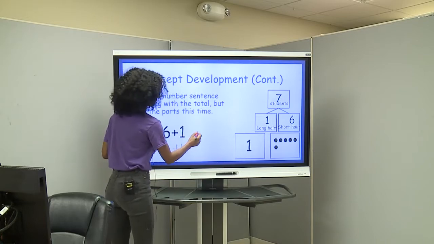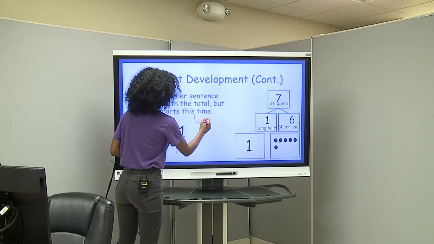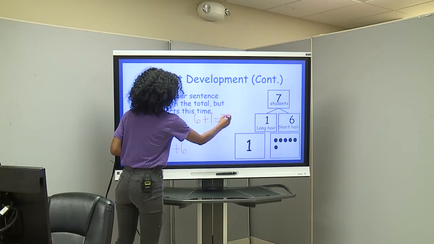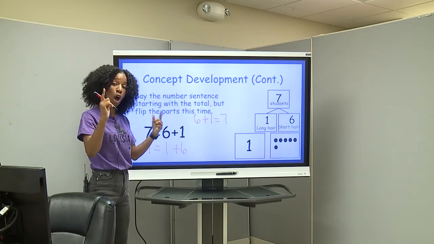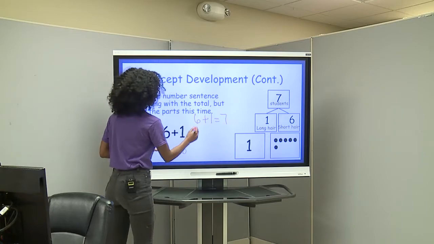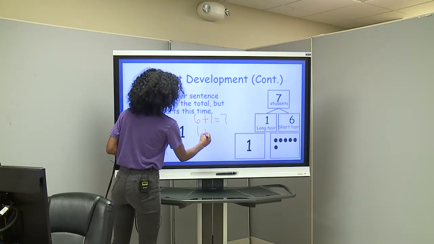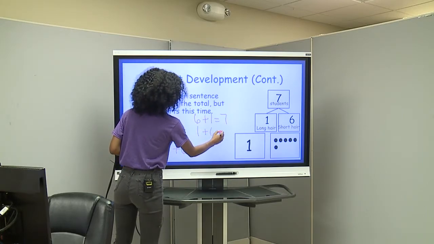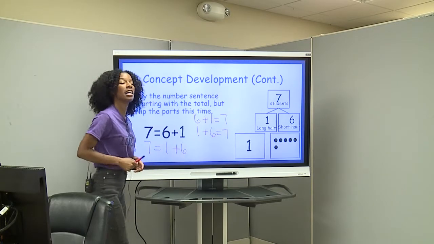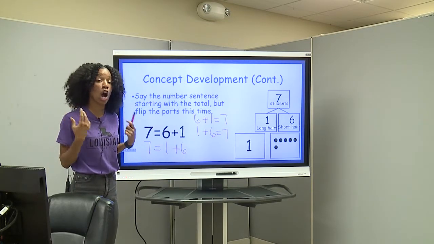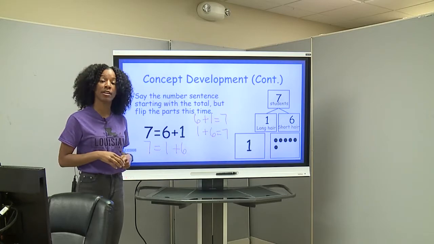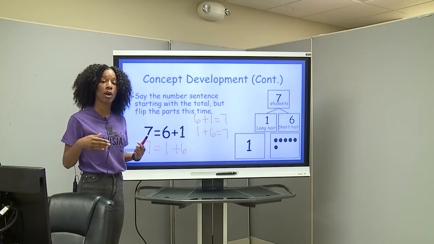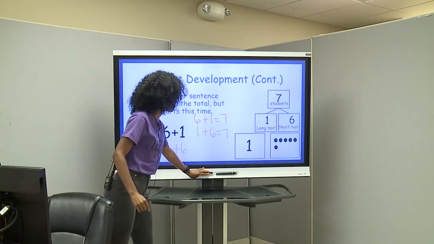equals 1 student with long hair plus 6 students with short hair. Or you can say 6 students with short hair plus 1 student with long hair equals a total of 7 students. Or one last way, 7 equals 1 student with long hair plus 6 students with short hair. So those are all different ways that you can write your 2 parts, 1 and 6, equals your total of 7. Okay?